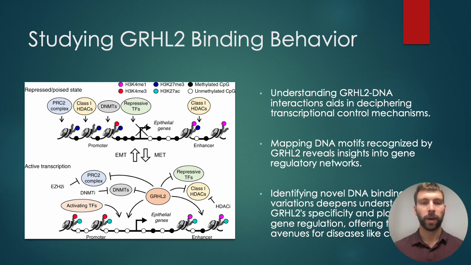Understanding GRHL2's binding behavior to DNA holds scientific significance for deciphering transcriptional control mechanisms during development and in disease. Mapping DNA motifs recognized by GRHL2 can reveal insights into gene regulatory networks, aiding in understanding physiological and pathological processes. Identifying novel DNA binding sites or variations in known sites can deepen our understanding of GRHL2's specificity and plasticity in gene regulation, offering potential therapeutic avenues for diseases involving aberrant cell proliferation and differentiation, like cancer.